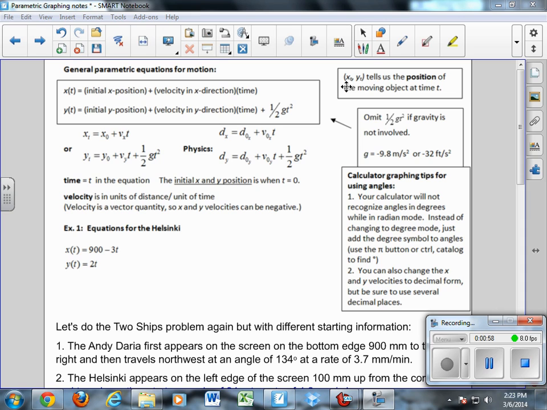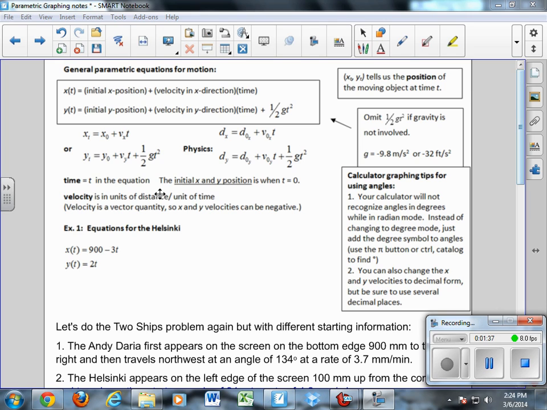Notice that x sub t and y sub t tell us the position of the moving object at time t. A couple of ways that can be written, we'll probably be using this notation with our subscript 0 representing our initial starting position, velocity in the x direction, velocity in the y direction. If you have been in physics, you've seen a very similar equation with slightly more complicated subscripts, where d stood for displacement, initial displacement in the x direction, initial velocity in the x direction, etc.